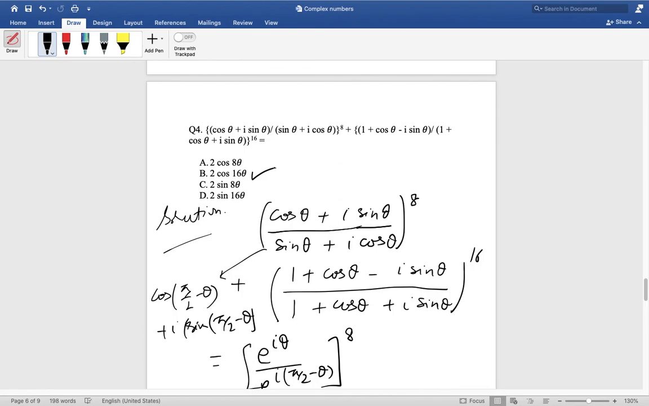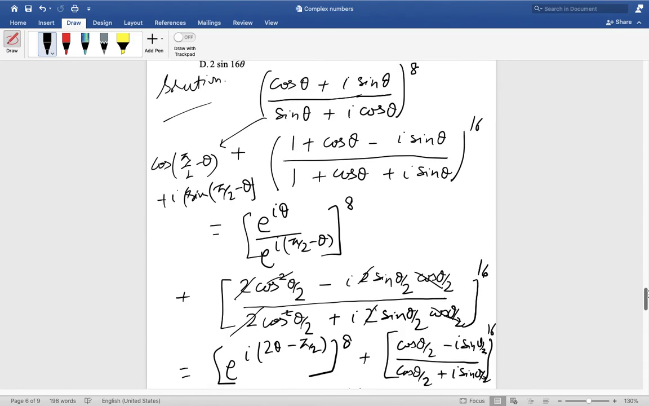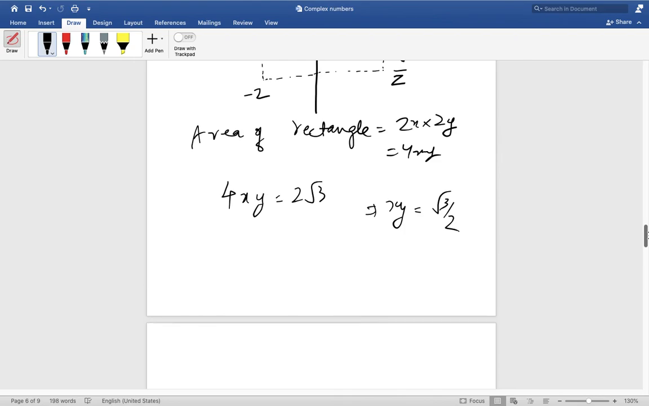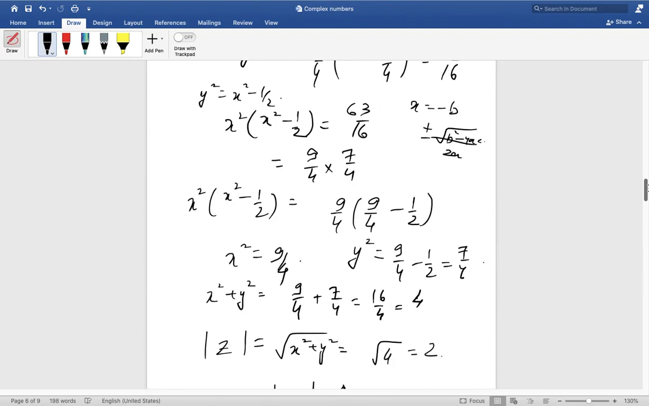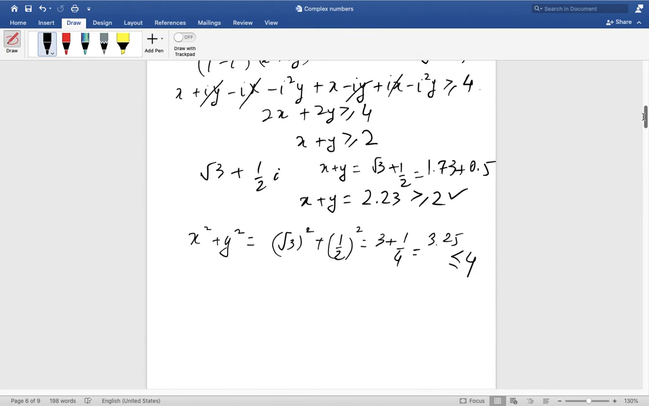So these were the 4 problems that were asked for complex numbers, and we have solved all of them. Only the question number 4 required some time. Question 3 was very easy. Second was easy. First was the easiest.